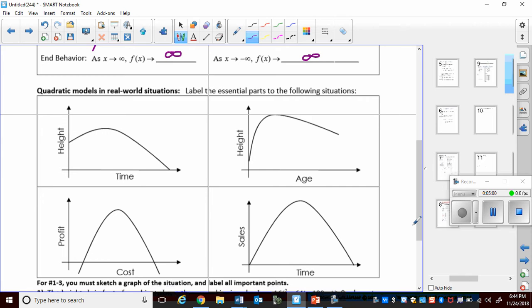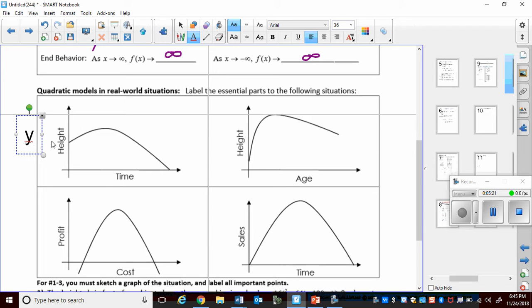Now we are looking at the real life applications of quadratics. This is like a little introduction. We're going to label essential parts. I'm going to be doing a lot of typing, and I hope that you do a lot of writing. The first parts we're going to label are our y-intercepts.